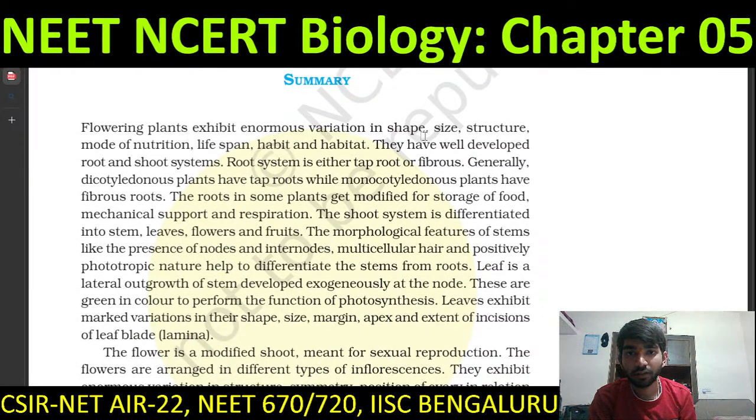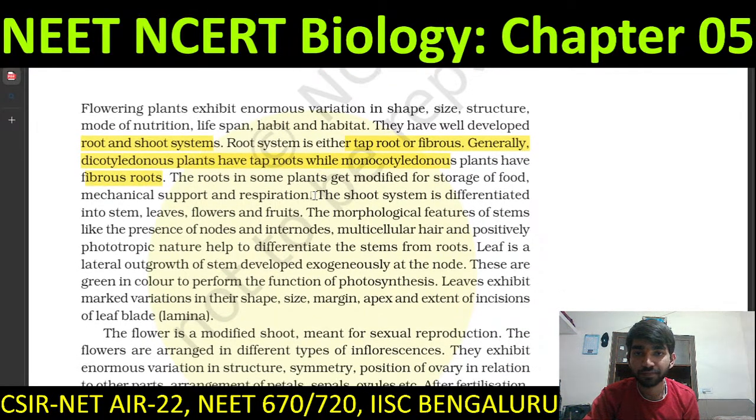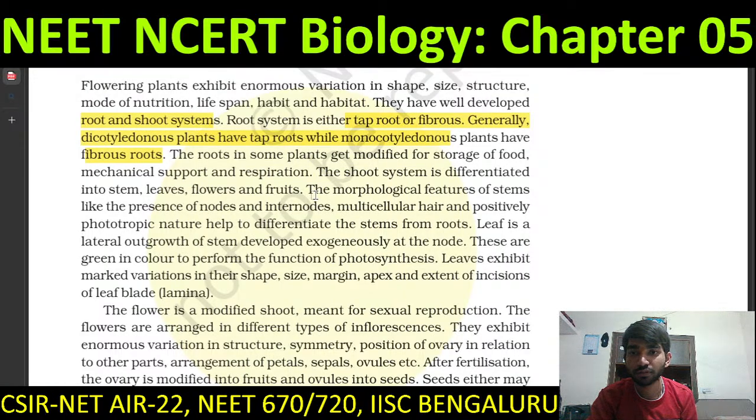Flowering plants exhibit enormous variation in shape, size, structure, mode of nutrition. They have well-developed root and shoot system. Root system can be either tap root in dicots, fibrous root in monocots, and also we saw the example of adventitious roots. Generally, dicots have taproot, monocots have fibrous root. We'll also see the adaptation of different root systems and shoot systems later on. Roots in some plants get modified for storage of food, mechanical support, respiration. Shoot system is differentiated into stem, leaf, flower, and fruits.